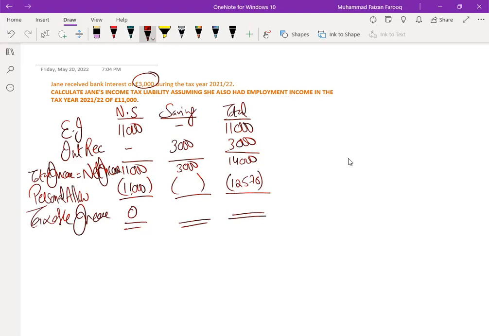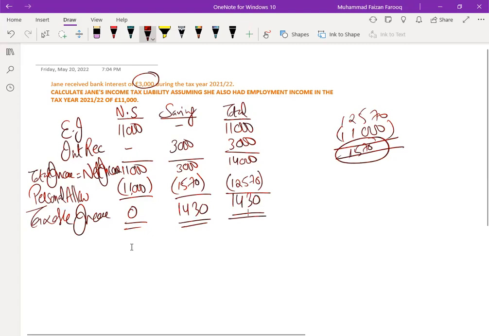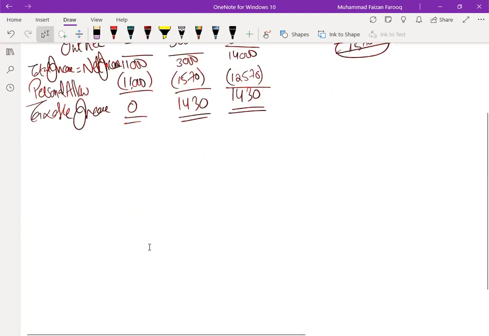Check again. How much? 1,570. So we will be left with taxable savings income of 1,430, and here the total is also the same. Now we will apply tax.